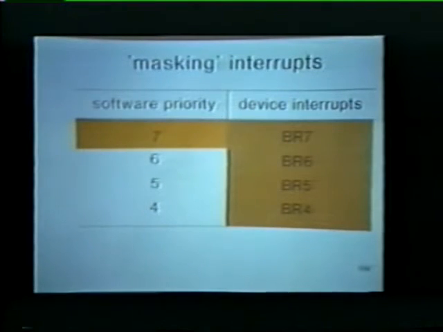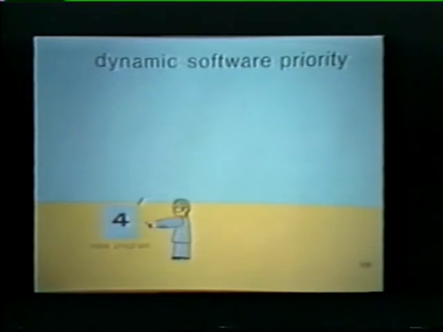In this example, the processor's priority level is set at 7 and thereby masks out all device interrupts. In other words, no device can interrupt the processor while PSW bits 5, 6, and 7 are set to 1s. The priority level of the processor can be continually changed by way of the PSW.